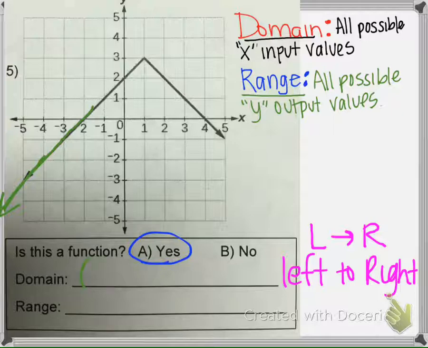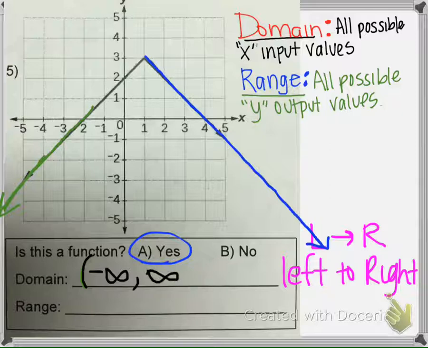So for our domain, we're going to have negative infinity. And then as we go to the right side of the graph, it keeps going and going to the right side. So positive infinity. And remember, we always put parentheses around our interval. If it has an infinity, we always put parentheses around the infinity symbol.